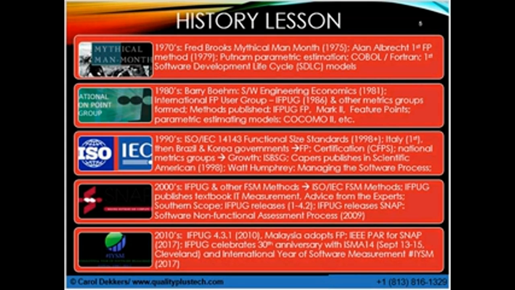In the 80s, Barry Boehm out of the University of Southern California Sunset Center came out with his Software Engineering Economics in 1981. The International Function Point Users Group was established in 1986, and other metrics groups started to form around the world. The 1990s really gave rise to the International Organization for Standardization, or ISO. IEC sets of standards on function points, software sizing, and other areas started to follow suit.